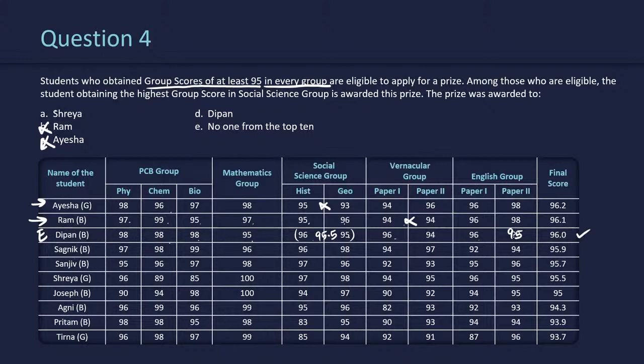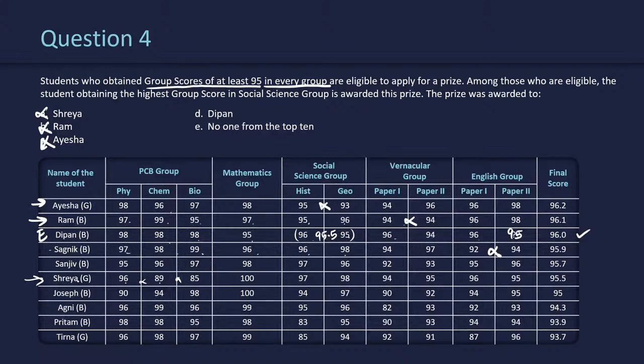Let's go to the next person, Shreya. So Shreya 96, 89, 85. This is definitely going to be less than 95. So Shreya is not there. Then it again says no one from the top 10. It means there may be more than one person. So check करते हैं. Sagnik, definitely more than 95. 90, mathematics maybe 95, 96, 98 का average 95. 94 and 97 का average will be more than 95. 92 and 94 का average 95 नहीं हो सकता. So Sagnik is again ruled out.